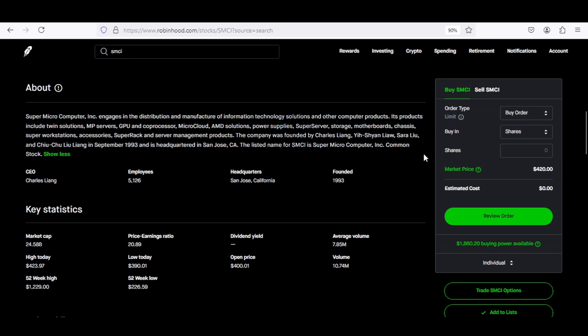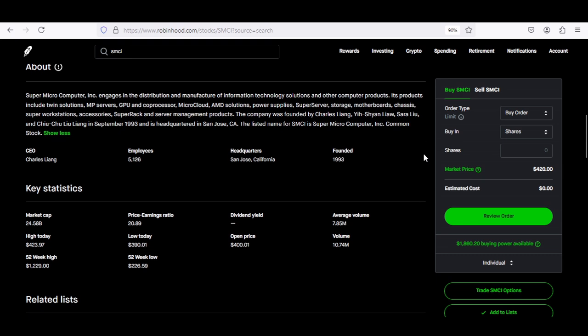Now, we're going to continue scrolling down, and we're going to start getting into the juicy part of Supermicro, and I'll tell you why I decided to use this stock to make this video. As you can see here, you can see the name of the CEO, which is Charles Liang. You can see the number of employees the company has, where the company is headquartered, and also how long this company has been around.